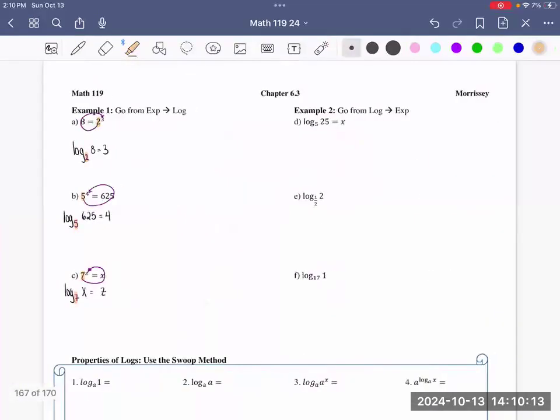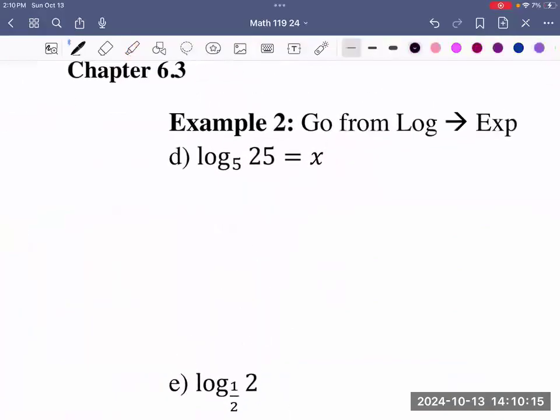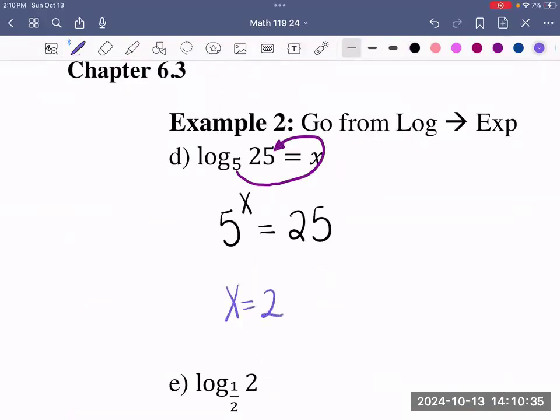So let's try that again over here. We go from 5 up and around x and land on 25. 5 to the x is equal to 25. And if I said, could you solve this one for me, what would you say x is equal to? Well, x is equal to 2, right? 5 squared is equal to 25.